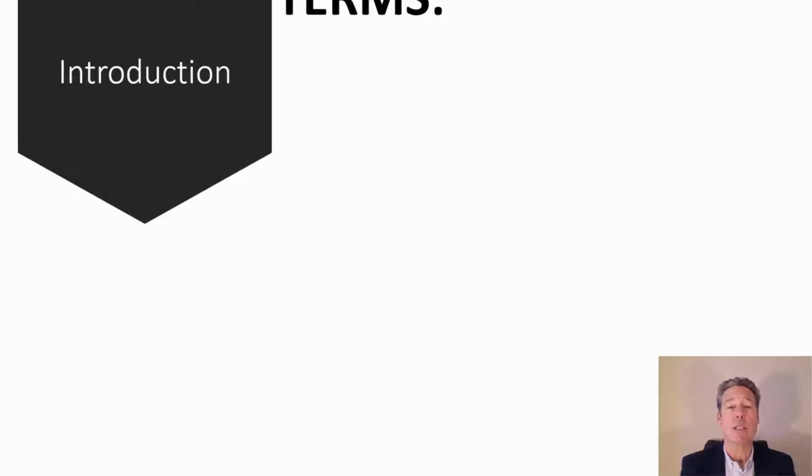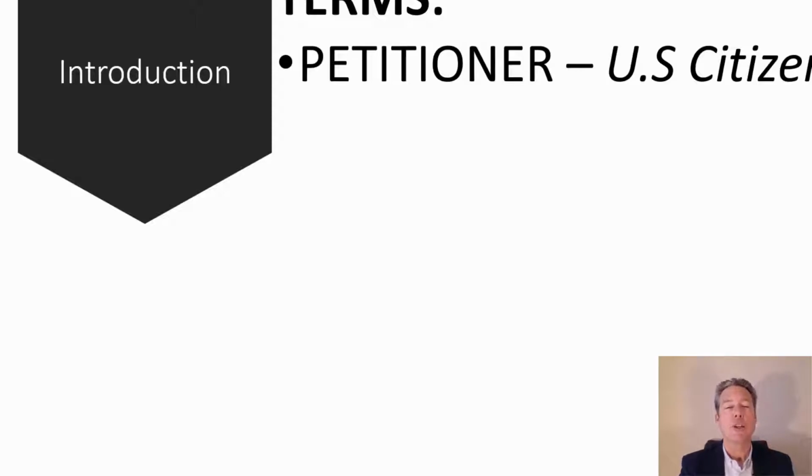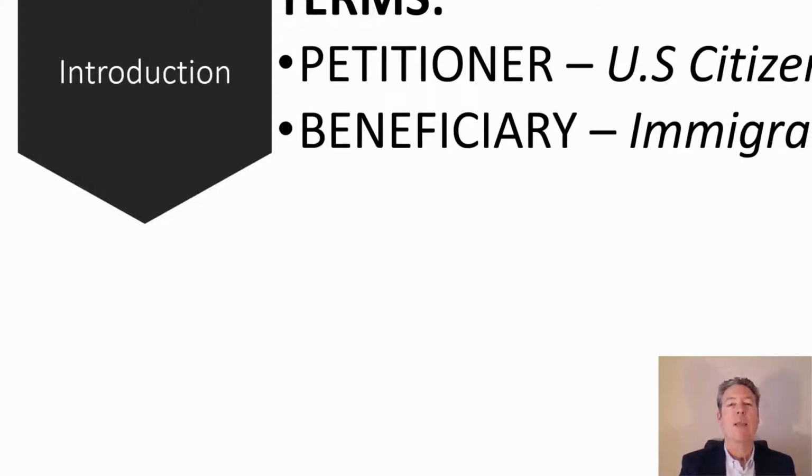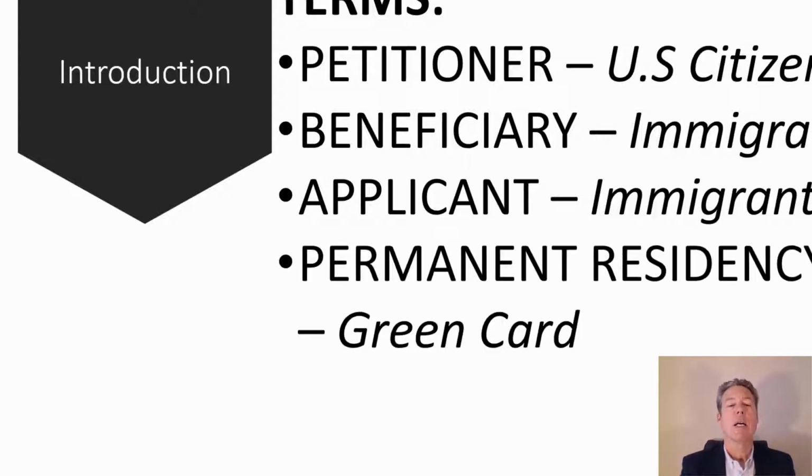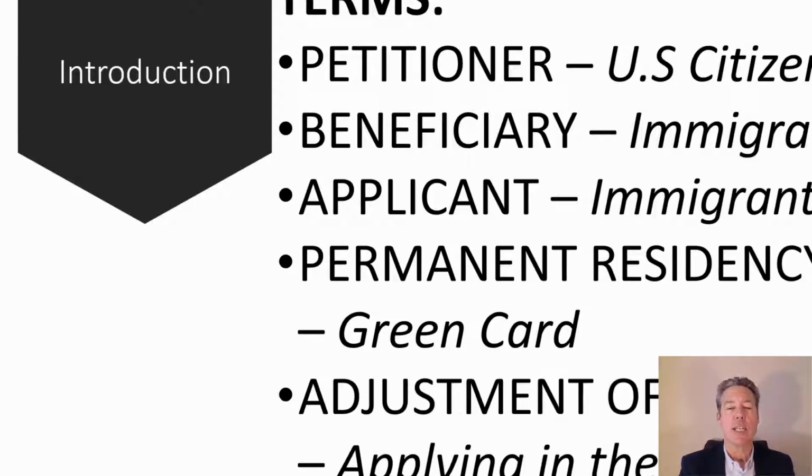So I want to start by talking about the different terms we have that are generic to immigration law. Petitioner, that's going to be the U.S. citizen. The beneficiary, okay, that's the immigrant. They're getting the benefits of the application. Applicant, that's also going to be the immigrant because the immigrant is applying for a green card, right? Permanent residency is the same as a green card, so we use that term interchangeably.